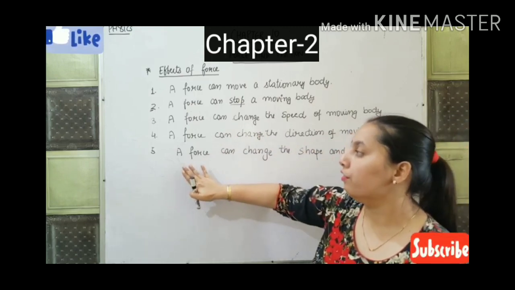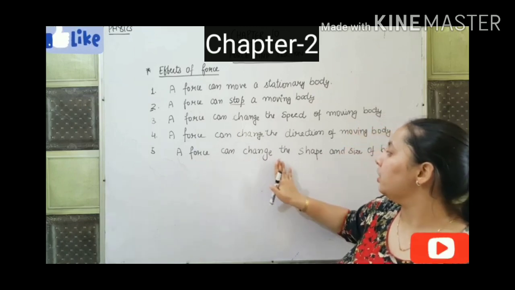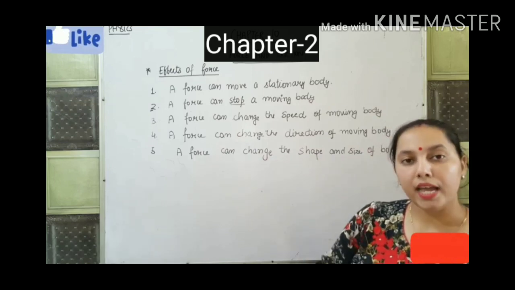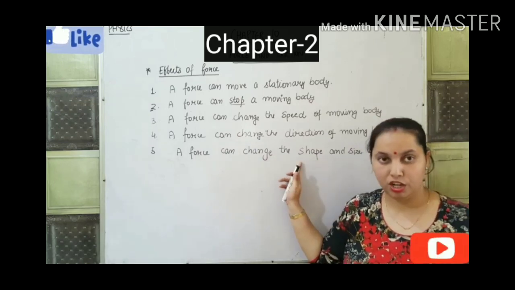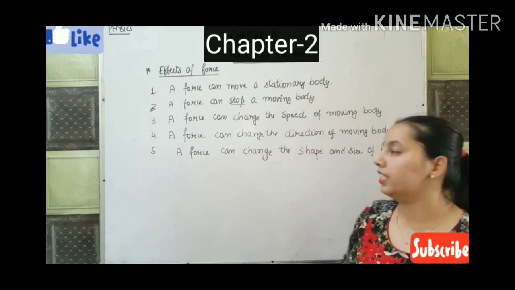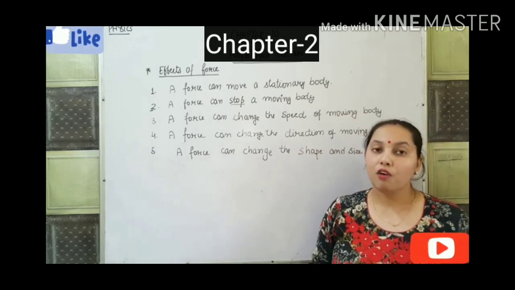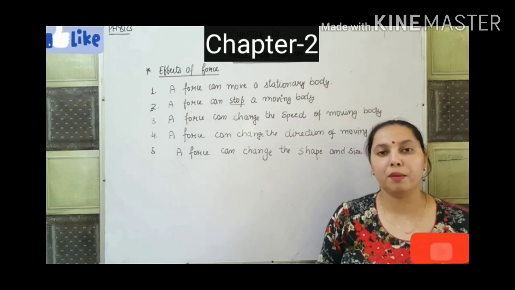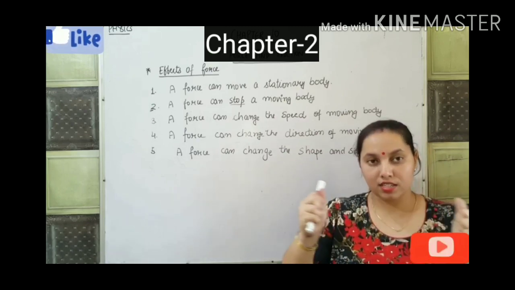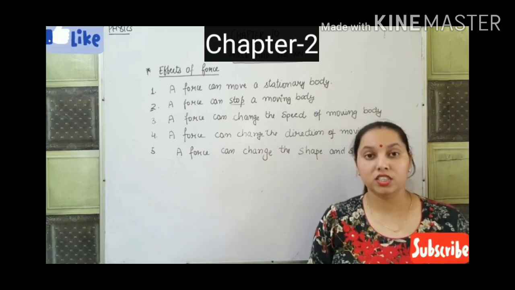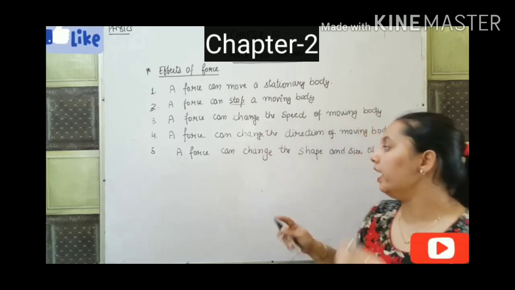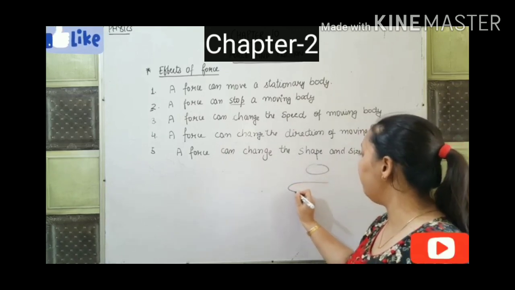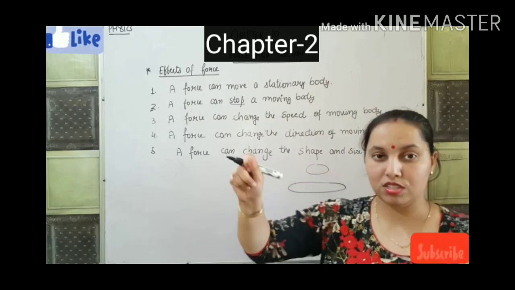The fifth effect is that force can change the shape and size of a body. Means by applying force, we can change the shape of the body and we can also change its size. Take the example of a rubber band. When you stretch the rubber band, its shape will change. Initially it is like this, and when you stretch it, its shape changes like this.